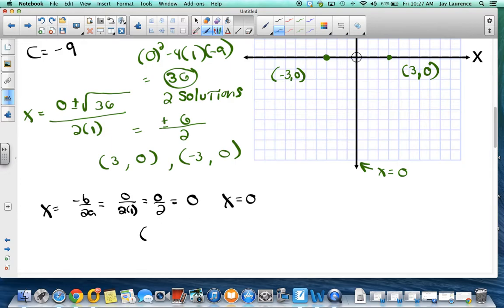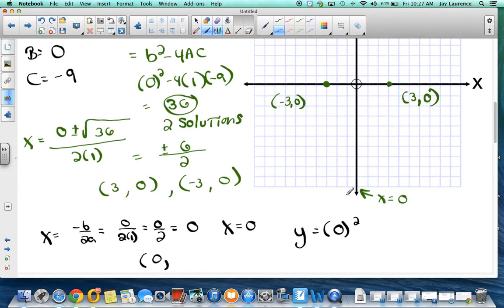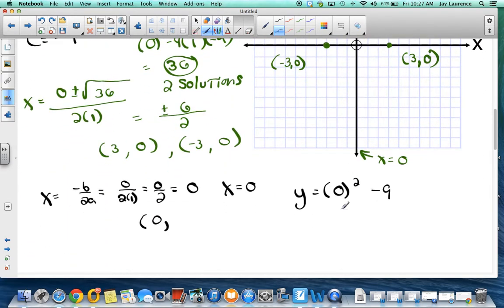The x-coordinate of the vertex is 0. To get the y-coordinate, I'm just going to plug it in. I'm going to go y equals 0 squared, and I've lost my train of thought. Oh, it's just minus 9. Minus 9. So when I simplify that, I get a negative 9. There's the y-coordinate of my vertex, right there, at 0, negative 9.